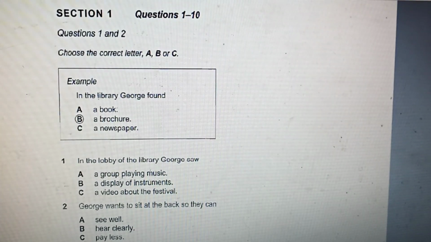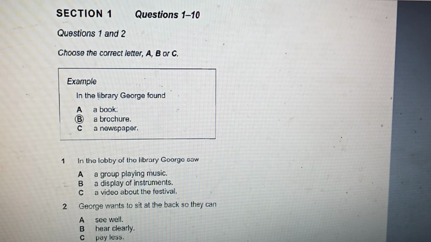So guys, how did you do? Did you get the whole questions correct? Now let's review. If you listened very well, you can see that even in the example they gave us, there was a trick. Can you see that all the options were mentioned by the speakers? George said, I went to the library to look at a newspaper. Then I found something interesting. So if you are listening and say, oh, George, in the library, George found dash. That's the question, right? And George said, I went to the library to look at a newspaper. Oh, you will just say it's a newspaper.